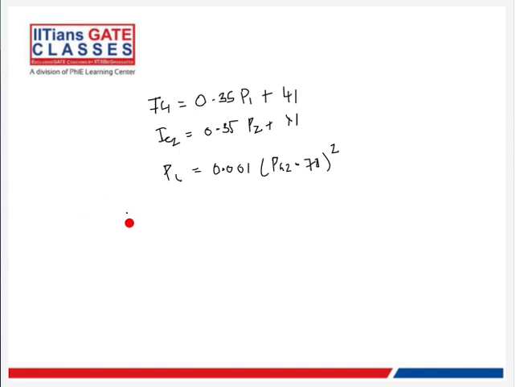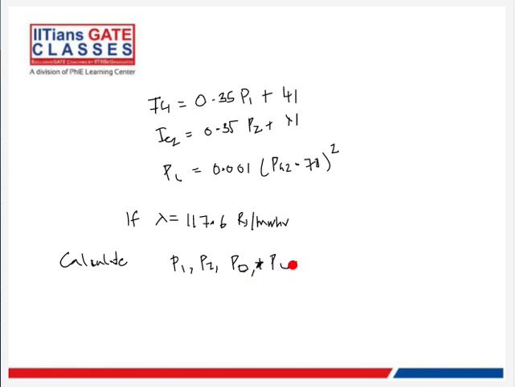If lambda is equal to 117.6 rupees per megawatt hour, calculate P1, P2, P load and P losses. Can you give it a try? Do you want? Okay, I'll solve this one with you, so that the next one you can try on your own.